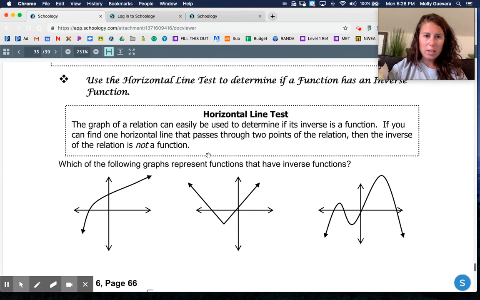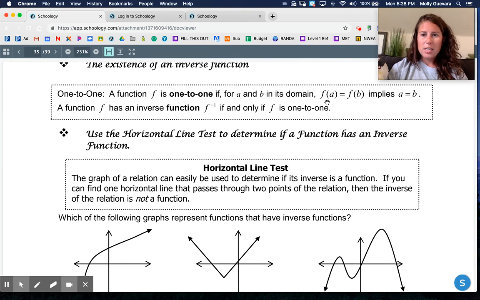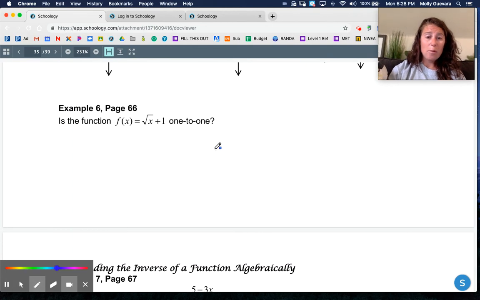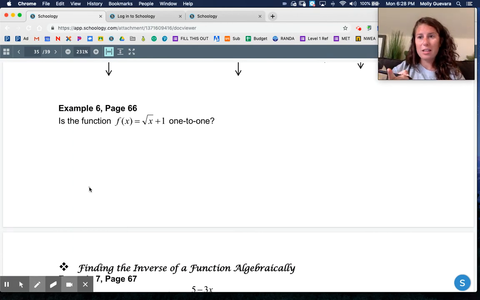up here, saying that if you plug in a on one side and you plug in b on the other side and you solve it and you get a equals b, then it does have an inverse. It is 1 to 1. So we're going to do that first, and then we're going to show you graphically as well.